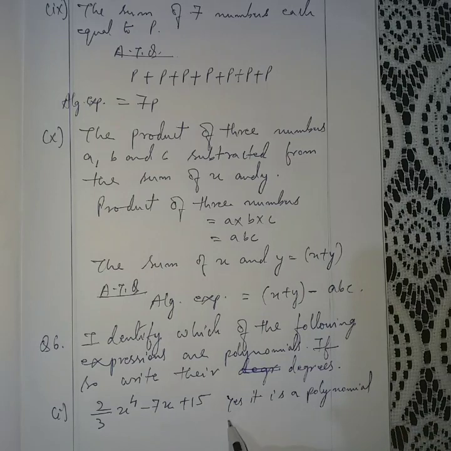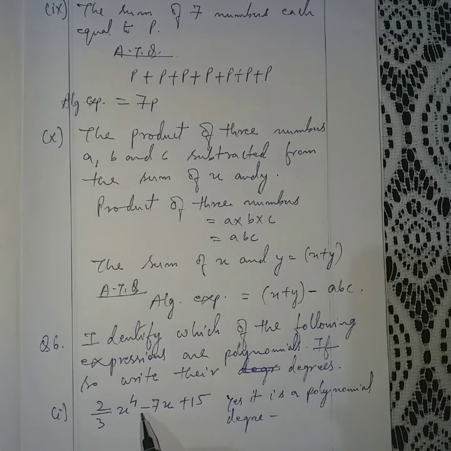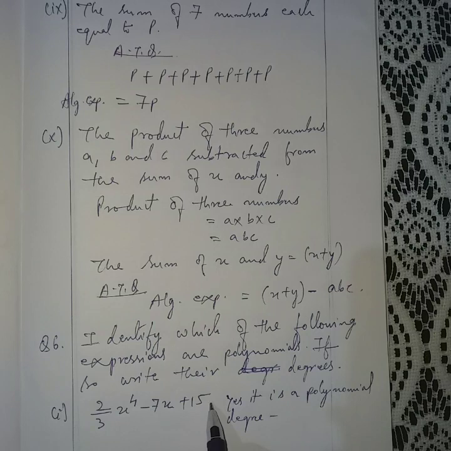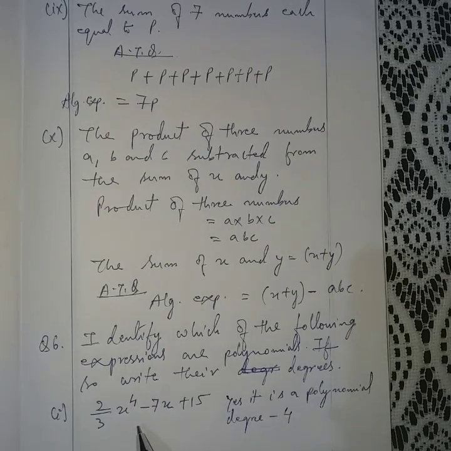Okay, and the degree of this is the highest power of the variable in any of the terms. So in this term, the power of the variable is 4. In this term, the power of the variable is 1. Here is no variable, that means the power of the variable is 0 here. So the greatest power of the variable is in this term, that is x to the power 4. So 4 is the degree of this polynomial. Do revise once again what I am saying here.